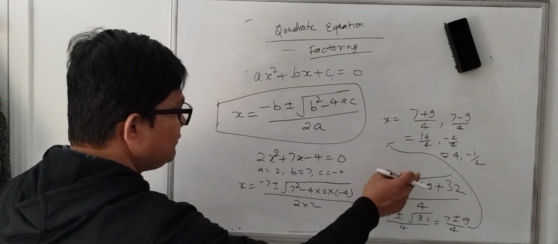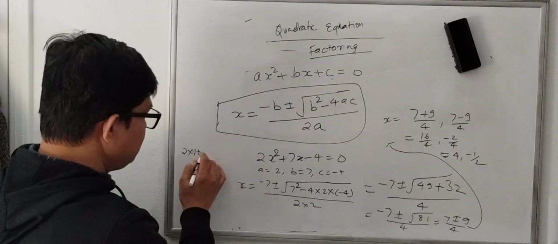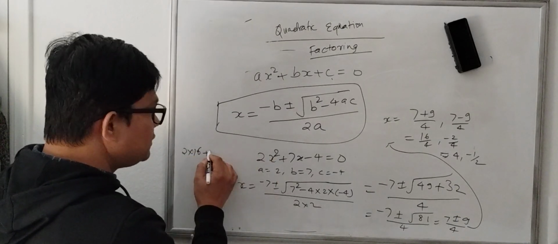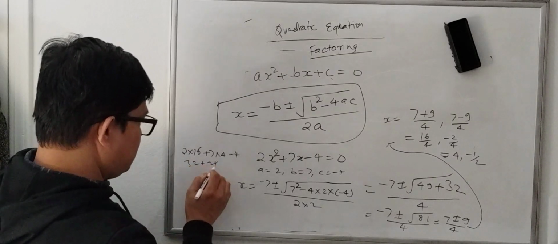Let's see if it satisfies or not. Take x equals 4. So 2 times 16, 4 squared is 16, plus 7 times 4 minus 4. This is 32 plus 28.